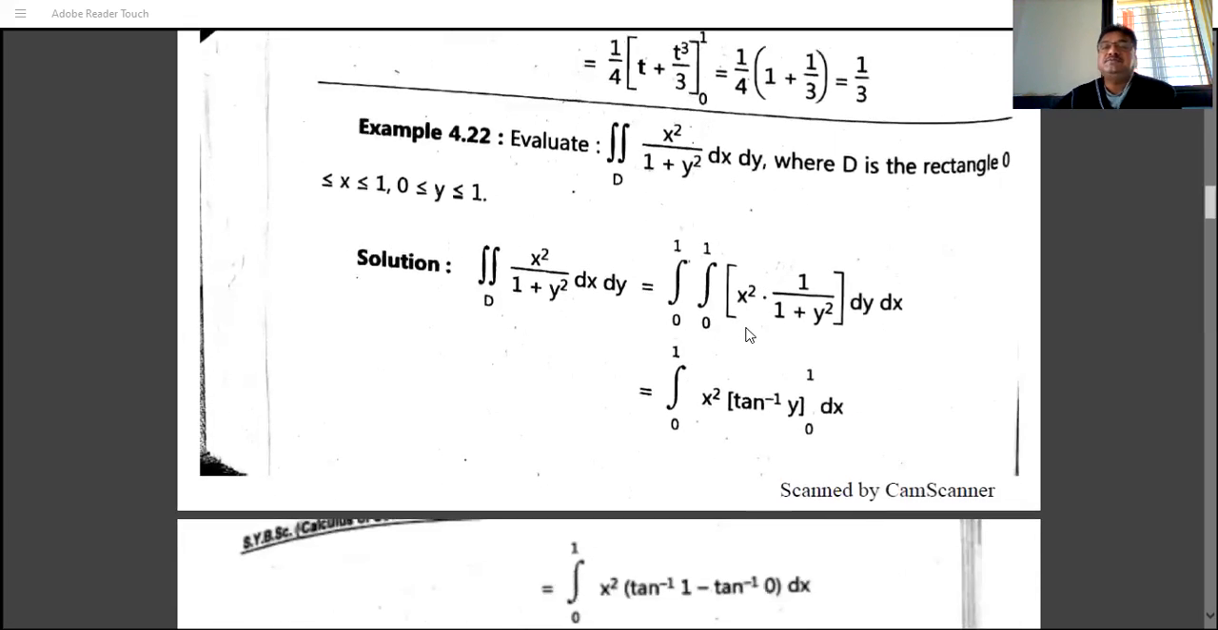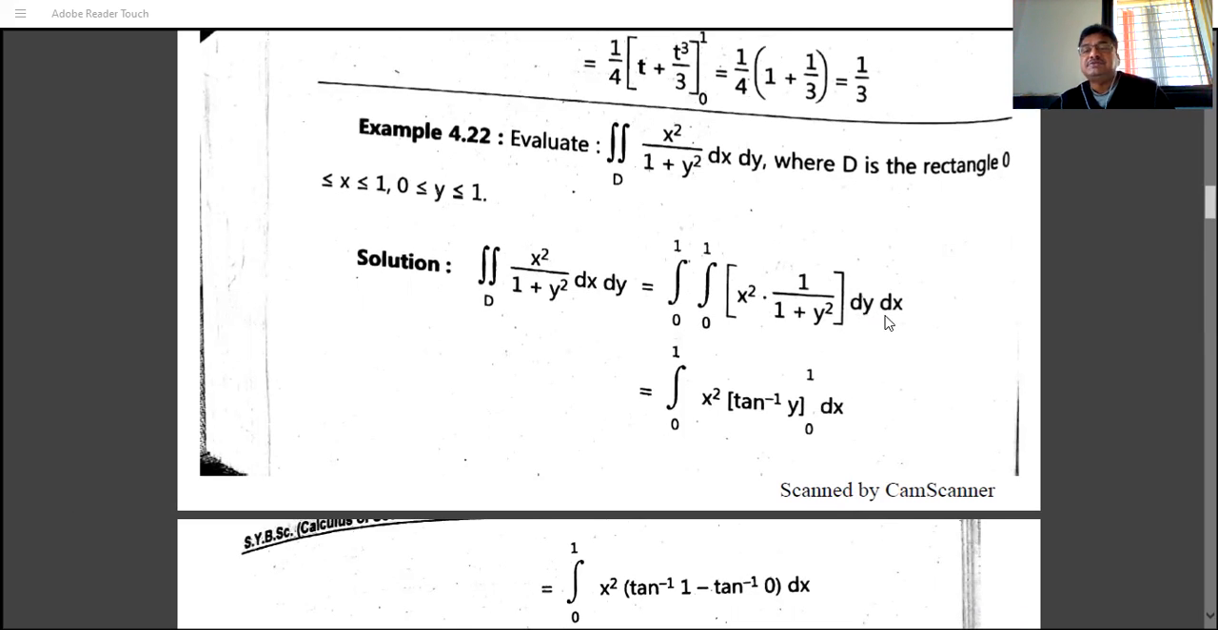Okay. Next problem, double integration over D, and D is the rectangle bounded by 0 to 1. X runs from 0 to 1, y runs from 0 to 1. Okay. So we can draw the figure out directly, right? Double integration of x square divided by 1 plus y square dx dy is integration 0 to 1, integration 0 to 1, x square into 1 by 1 plus y square dy.